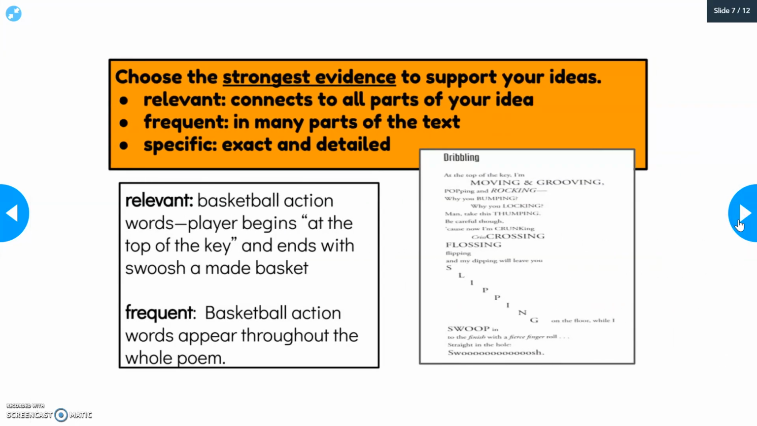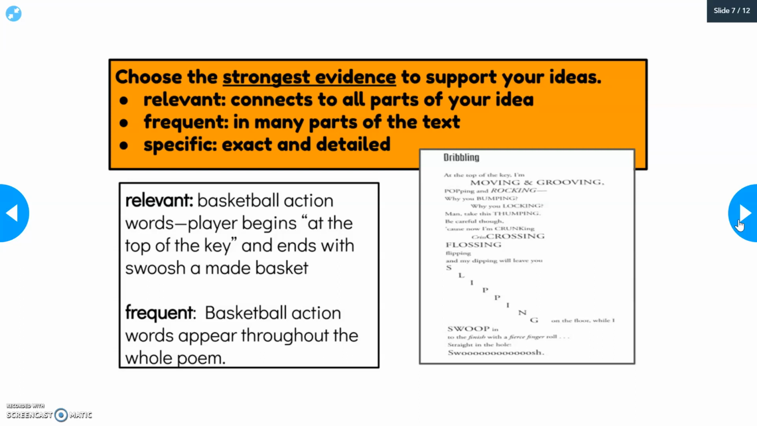So I already annotated my text, so I would be able to go back and look for my evidence, okay? And so I need to make sure to choose the strongest evidence, right? I'm going to teach you more about this tomorrow in lesson 1, part 2. But in order to pick the strongest evidence, you need to make sure that it is relevant. That means it connects to all parts of your idea. It is frequent. That means it's in many parts of the text. And it is specific, right? It is exact and detailed.